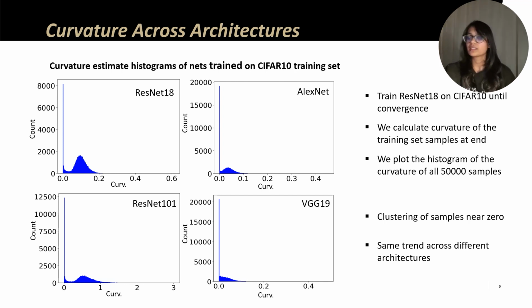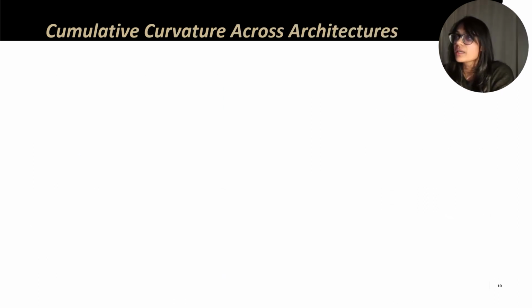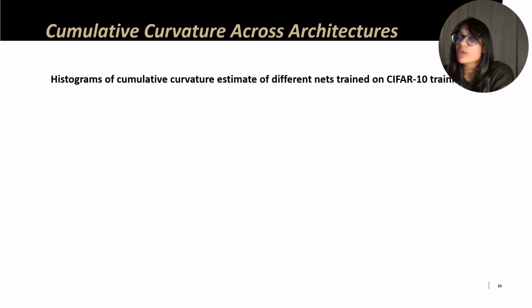The first question that arises is, are there common samples in this concentration around 0? And the answer is yes. To visualize this, we are going to plot cumulative curvature. The reason we're plotting cumulative curvature is because only the samples that are very low curvature across multiple seeds or architectures are going to show up in the peak at 0 once we've accumulated them.